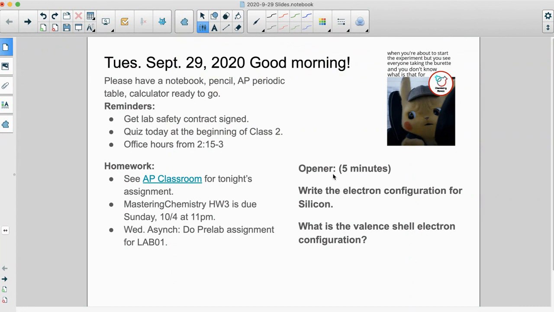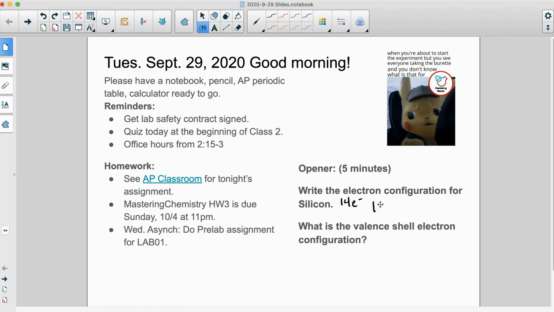So the opener on Tuesday was to write the electron configuration for silicon. Before we start on the electron configuration, we need to know how many electrons there are in silicon. The atomic number for silicon is 14. Therefore, the number of electrons is 14 electrons. We've got to put those into subshells according to the Aufbau principle.